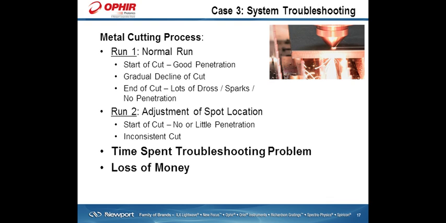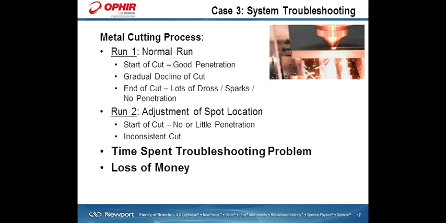Case number 3, finally, is a laser metal cutting process. Okay, so you see a picture there. It's cutting a very thick piece of material there. So what was happening in the troubleshooting of this particular system is that they were doing a normal run. They were applying the application parameters that were developed.